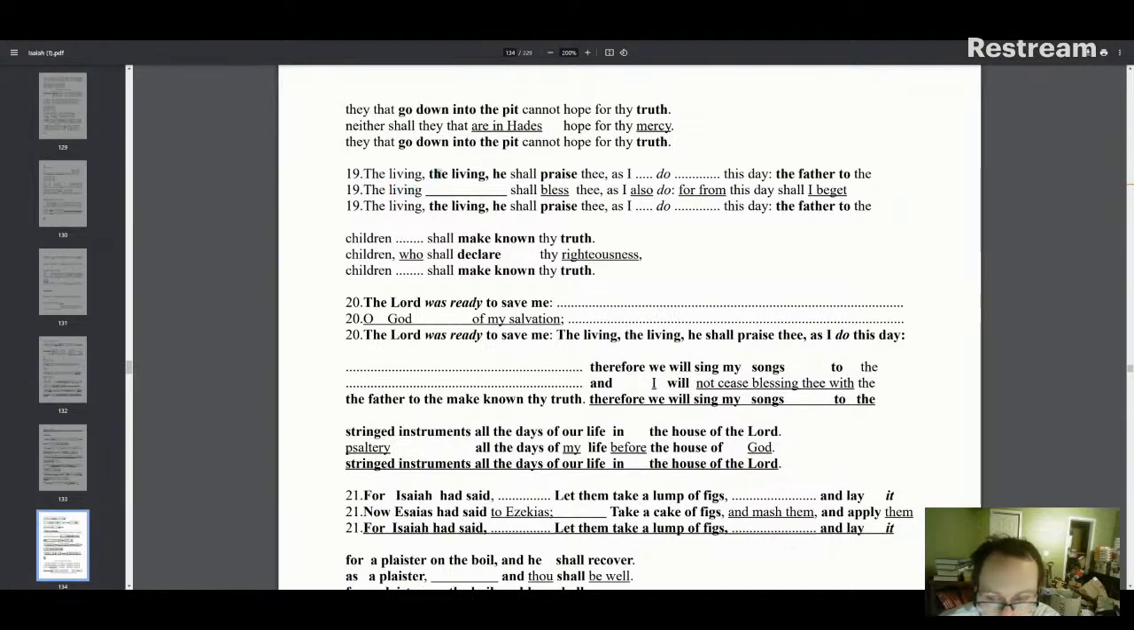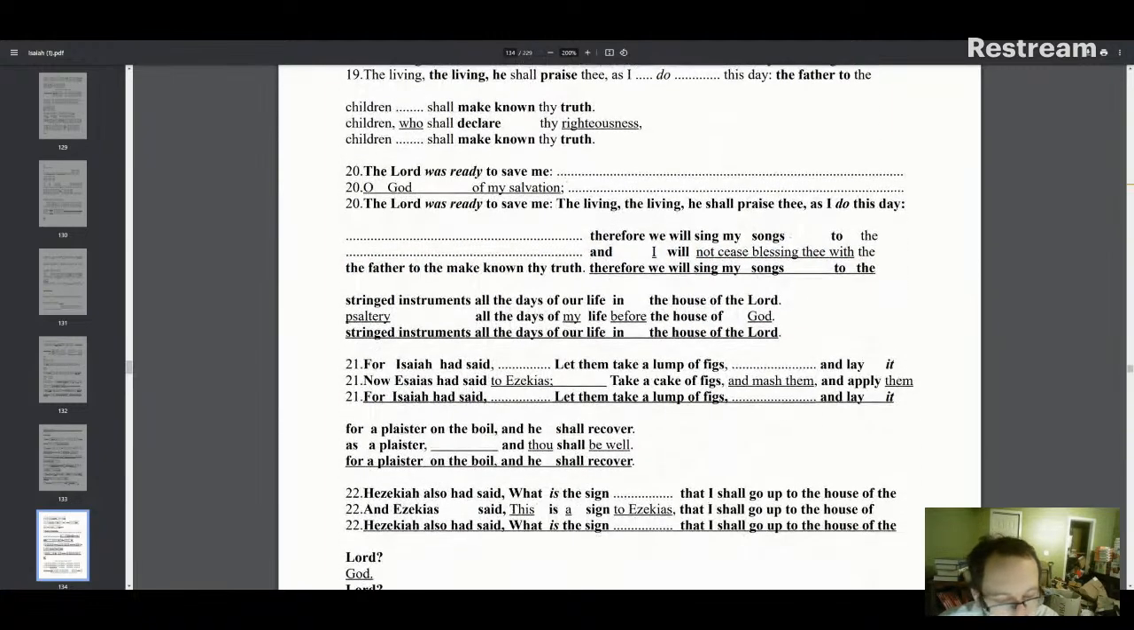So look, it says in verse 19, "The living, he shall praise thee as I this day, the Father." I wonder if my friend made a mistake on this because, look, it doesn't make sense right here. So I'm thinking he might have made a mistake there. I'd have to corroborate it by checking it. But anyways, let's see. We is changed to I.